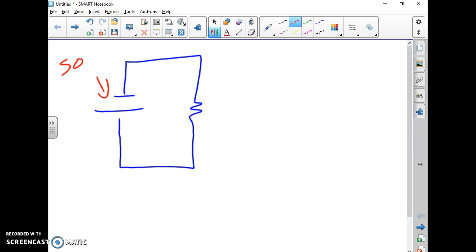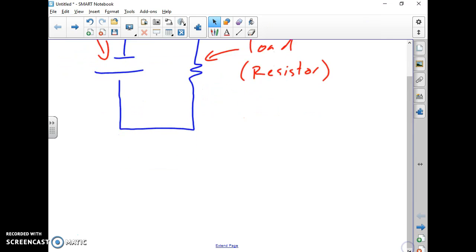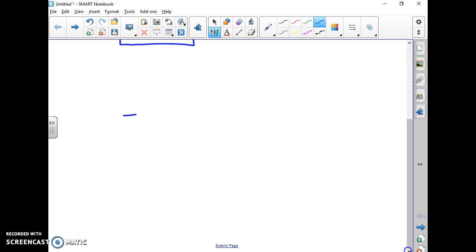We have our source here, and this is what provides all our electrons to have their energy, and this here is our load. Now in this particular case, what I've drawn in here is a resistor. And what it does in this case is it converts our electrical energy into anything else. Now there are two ways in which we can wire a circuit. We can either wire it in series or in parallel.